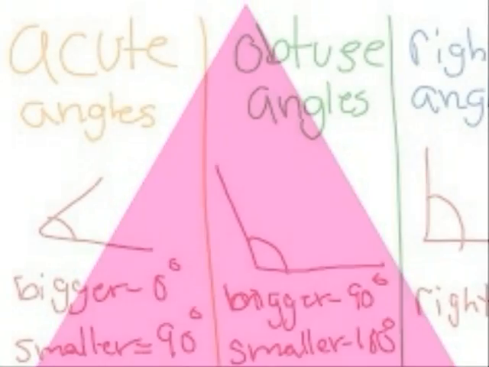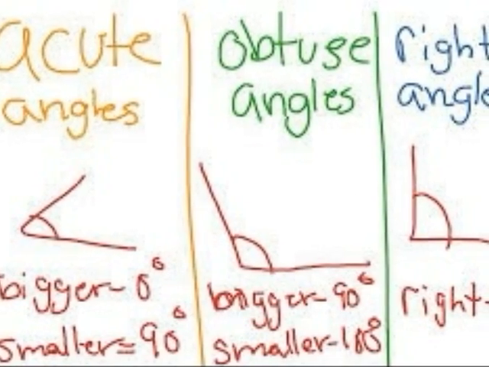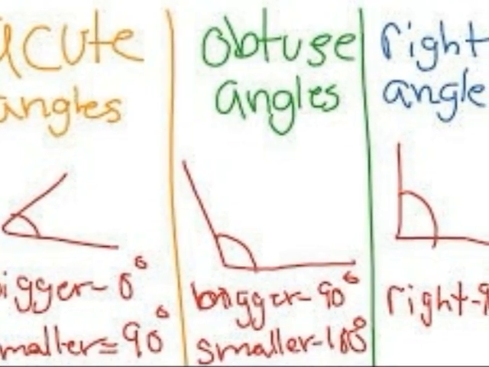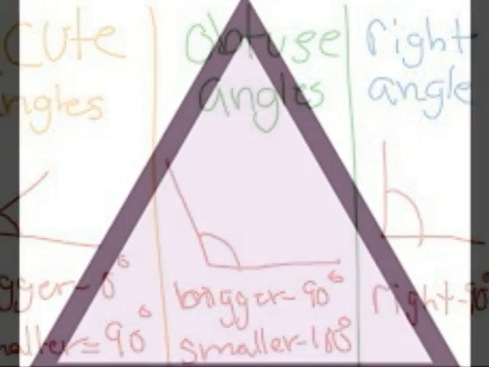Now that we have learned how to classify triangles based on their side lengths and their angle measures, we are going to learn how to classify triangles only by using their angle measurements. There are acute triangles, right triangles, and obtuse triangles. First up is Annie.